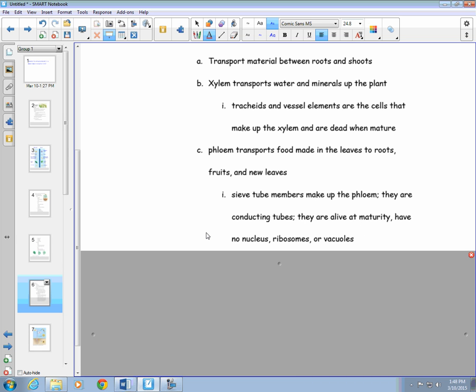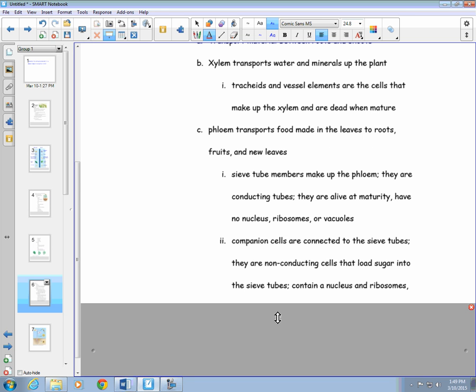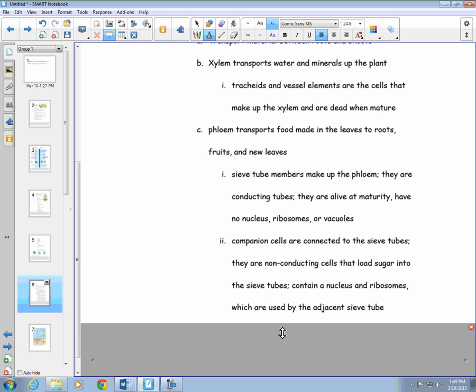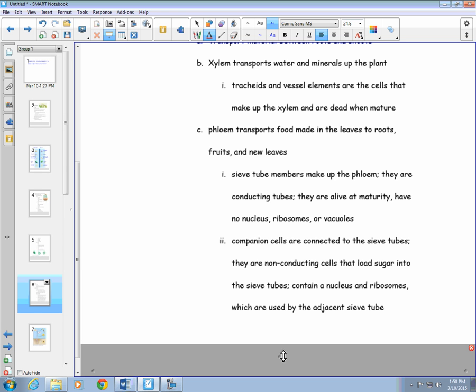These cells don't have a nucleus. They don't have any ribosomes. They don't have any vacuoles. Because the sieve tube cells don't have the nucleus, ribosomes, and vacuoles, they are paired up with other cells called companion cells. The companion cells are connected to the sieve tubes. They are non-conducting cells, and their purpose is to help load the sugar into the sieve tubes. They do have a nucleus, ribosomes, and vacuoles, and those are adjacent to the sieve tube cells. So the sieve tube is simply the conductor, and the companion is the loader, but also has the nucleus and the ribosomes and the vacuoles that the sieve tubes are lacking.